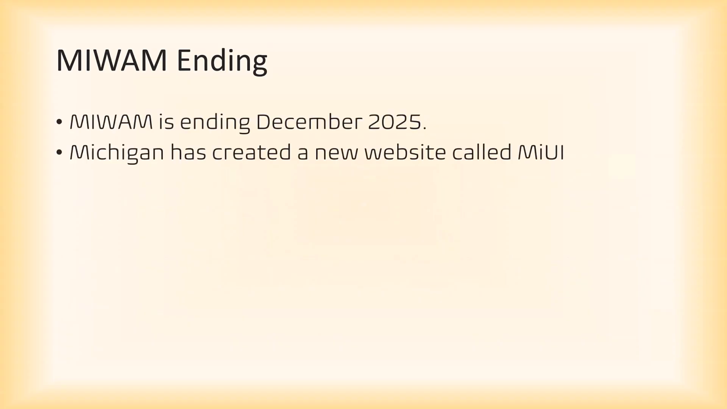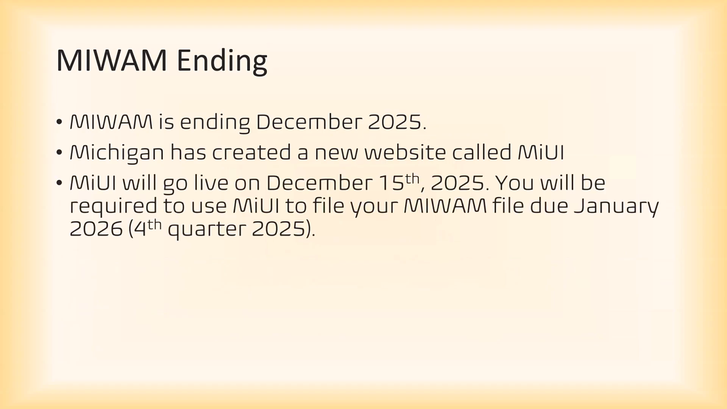Oh, and I did want to point out again, I mentioned it last webinar, and we'll be pointing it out again probably every webinar even through January, that if you don't already know, MyWham will be ending December 2025. Michigan has created a website called MIUI. It is set to go live December 15th, 2025. And when you file your fourth quarter 2025 taxes in January 2026, you'll be required to file them through their new website.